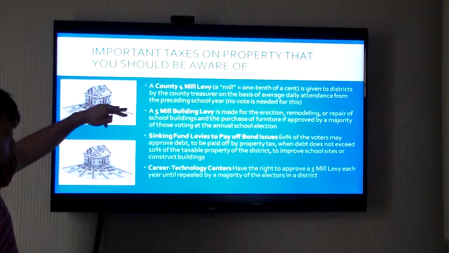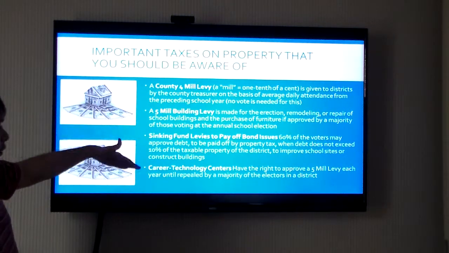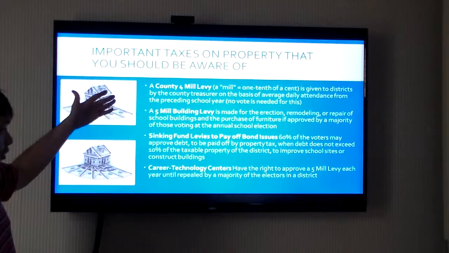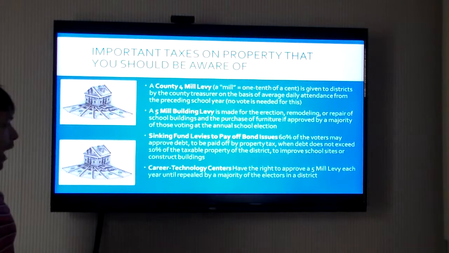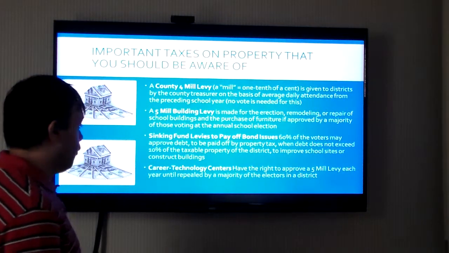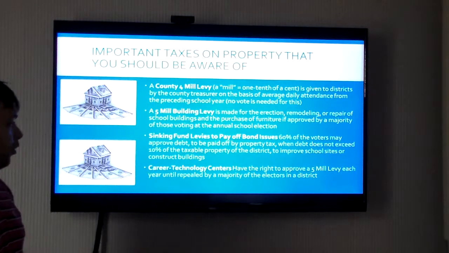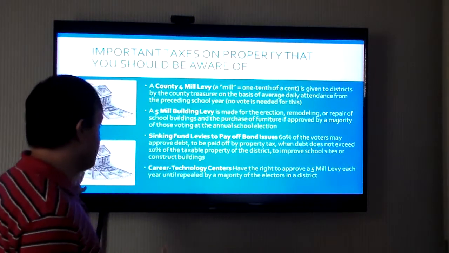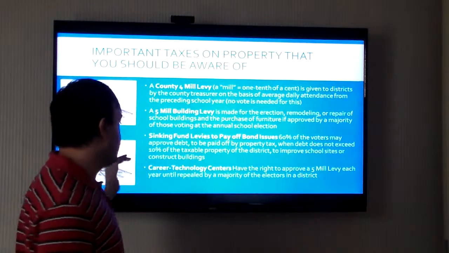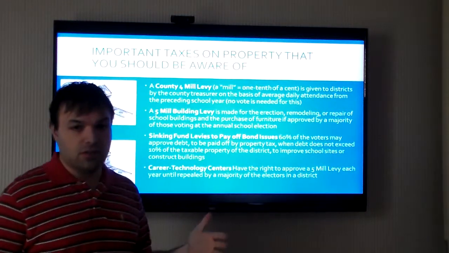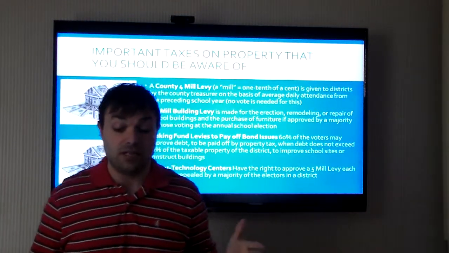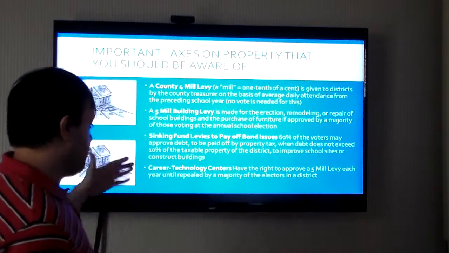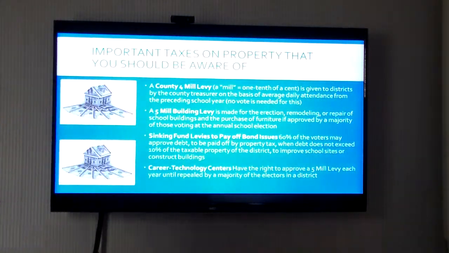If you're building a new building or repairing a school building, and people vote at the annual school election to do that, that's called a building levy. If there's a debt that's going to be paid off by property tax, that must be approved by 60% of the voting population. And then career technology centers: if you're at a career technology center, you have different rights. You can approve a 5 mill levy every year until the electors in the district say it's not something that your organization needs. So that will continue to roll over unless the district decides not to renew it.